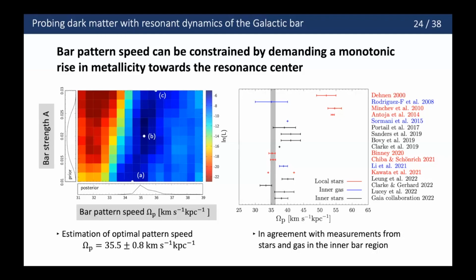And then on the right, I'm comparing my value with measurements from other people's studies. This is listed in chronological order, so the bottom ones are more recent. And I've colored it in three. The red data are the ones that use the local stars in the solar neighborhood, including my study. The blue one uses the gas in the inner bar region, and the black one uses the stars in the inner bar region as well. So you can see that there was some disagreement among people, but my measurement here is generally in agreement with others.